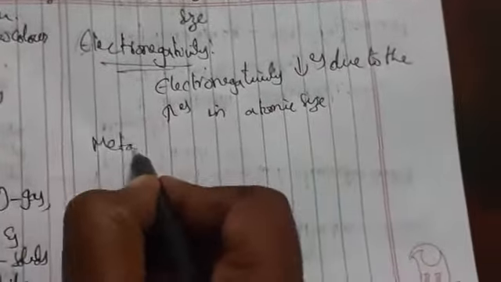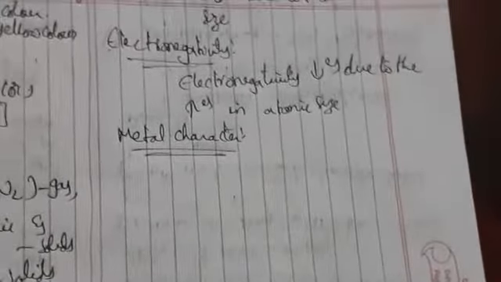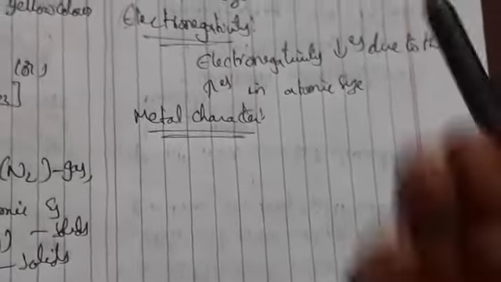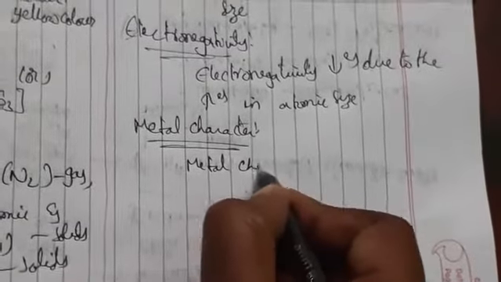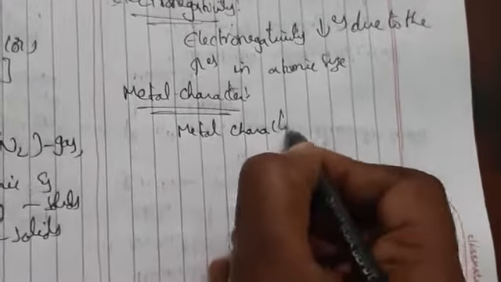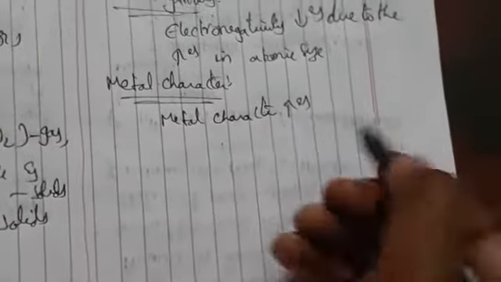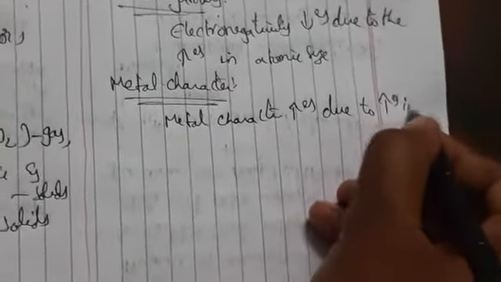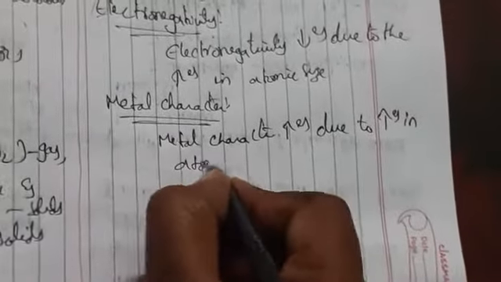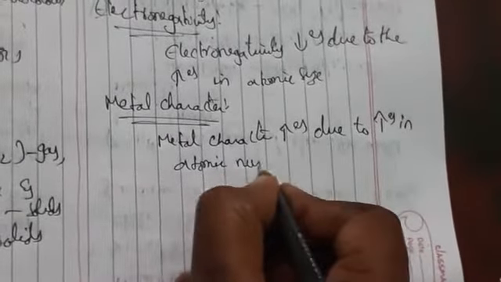What is metallic character? It should be a good conductor of heat and electricity. It should be malleable and ductile, and also it should have high tensile strength. This character should be present; then only we will say metallic character. Metallic character increases due to increase in atomic number from top to bottom.